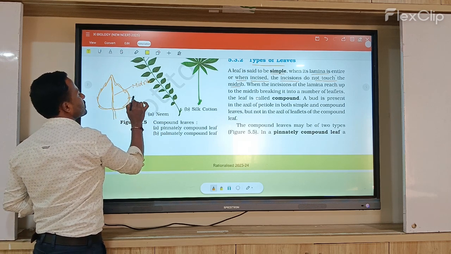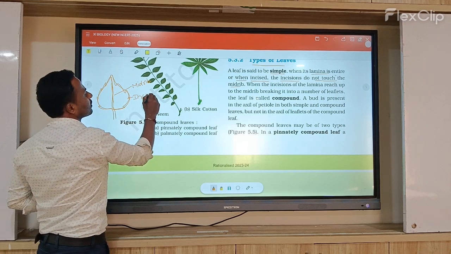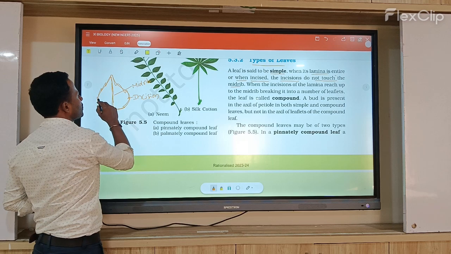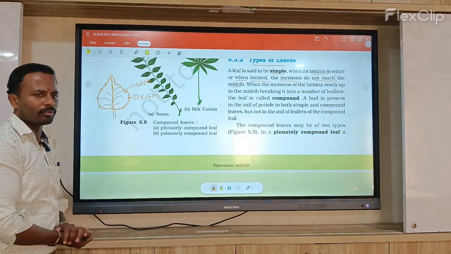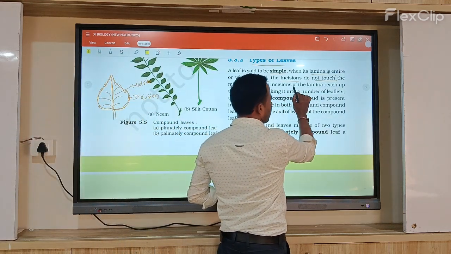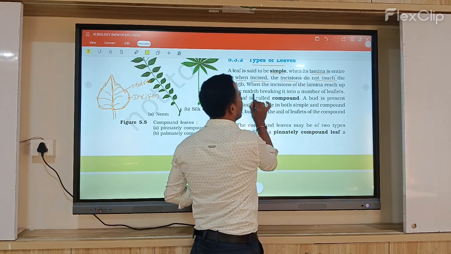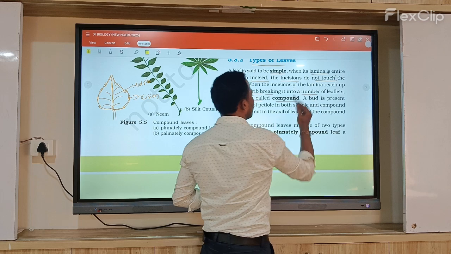And these are the incisions. These incisions do not touch the midrib. Such a leaf is called a simple leaf. It is called what? Simple leaf. When the incisions of the lamina reach up to the midrib, breaking it into a number of leaflets, that is called a compound leaf.